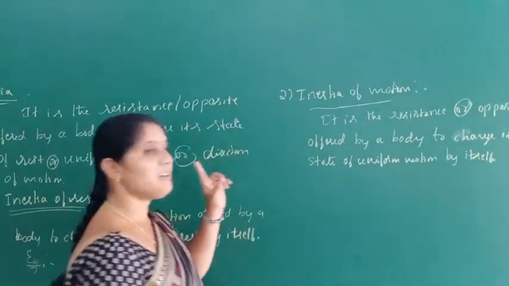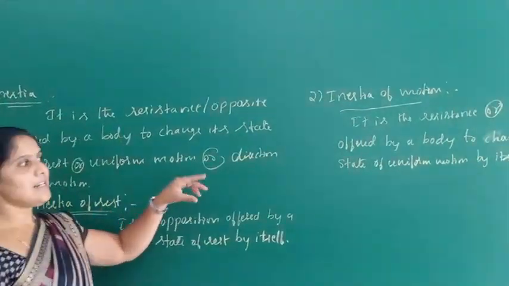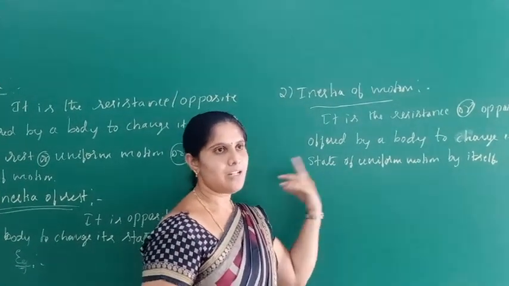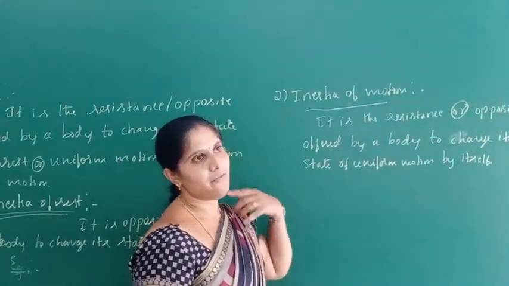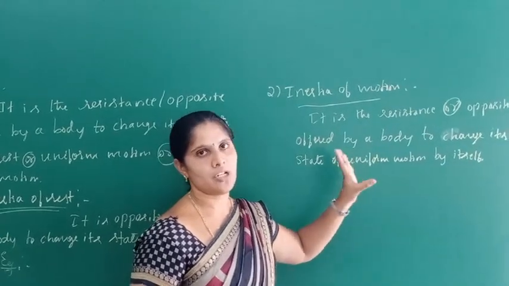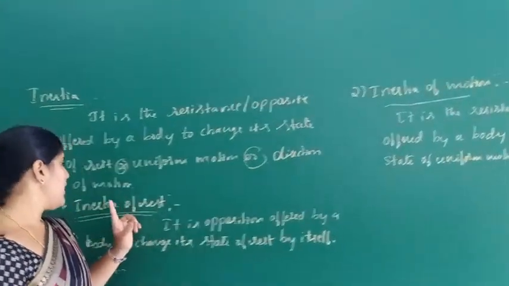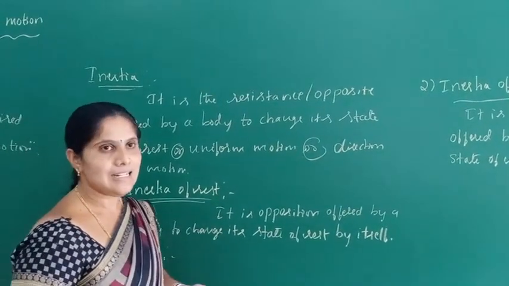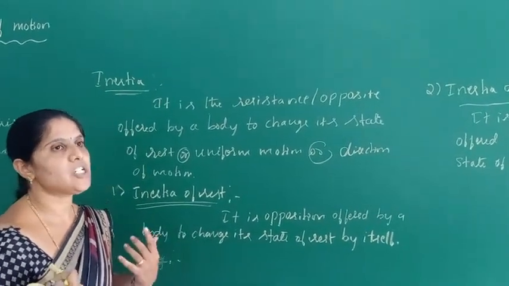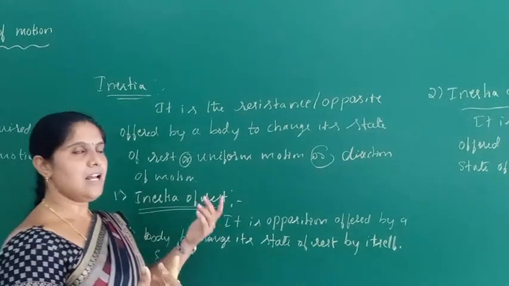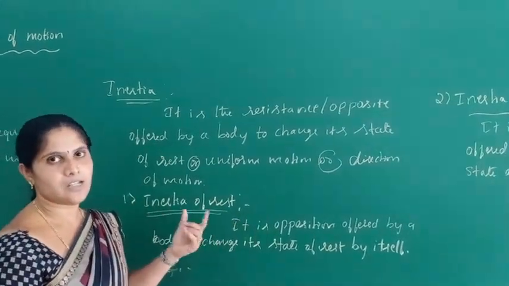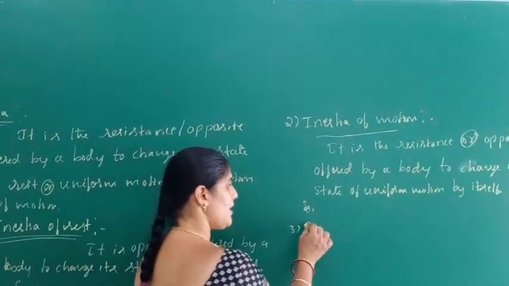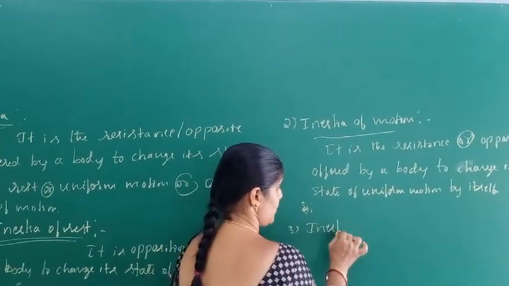Okay. So when a fast moving bus stops suddenly, we feel a forward jerk because the body has inertia of motion. And if the bus starts suddenly, we feel inertia of rest, so we feel a backward jerk, like this. Okay, next, inertia of direction.